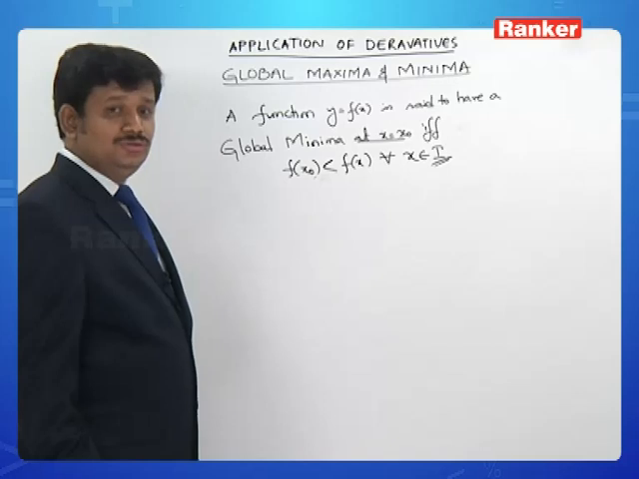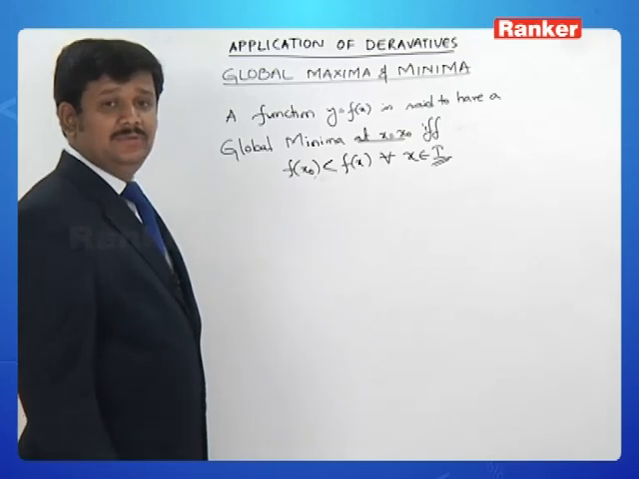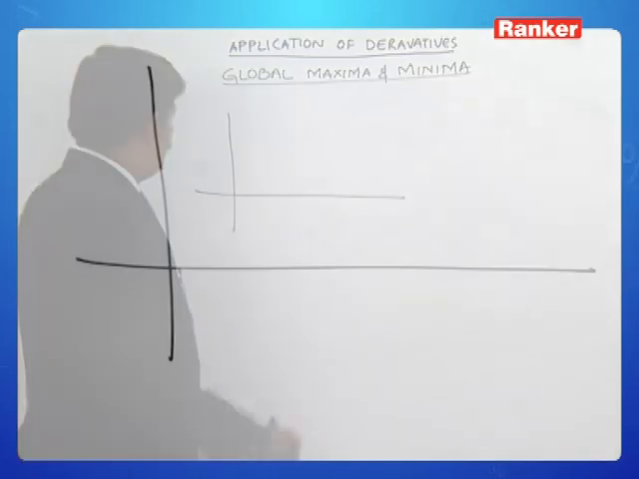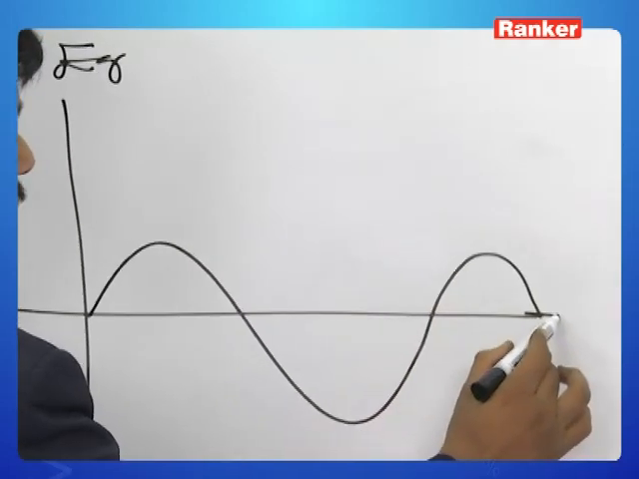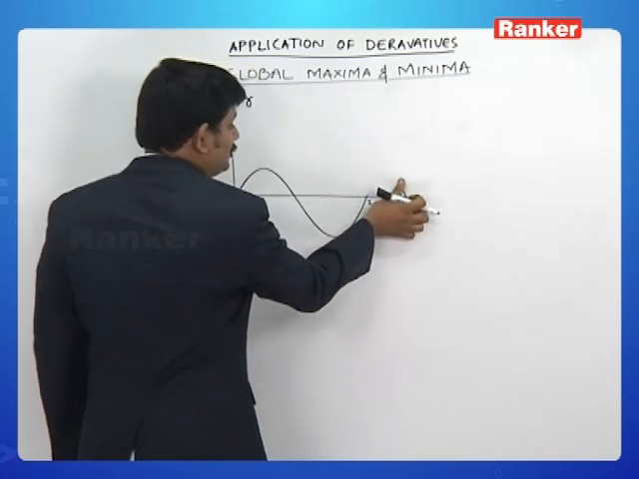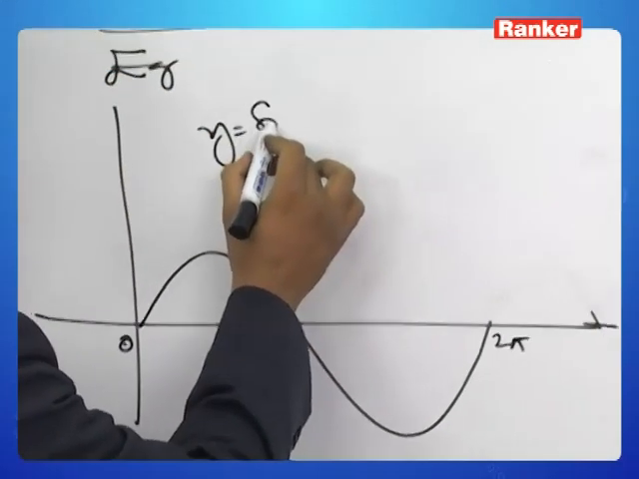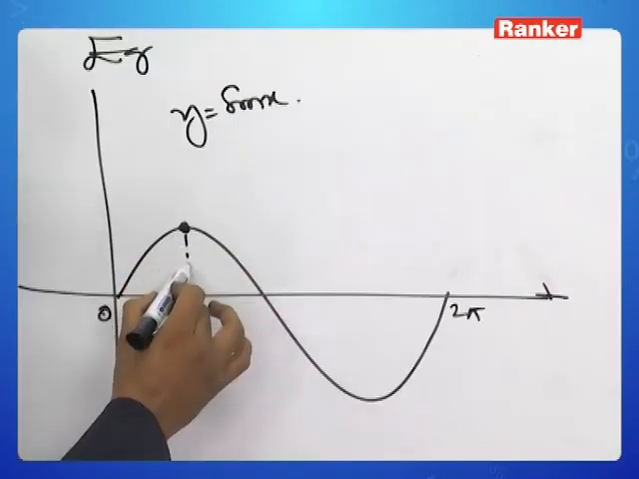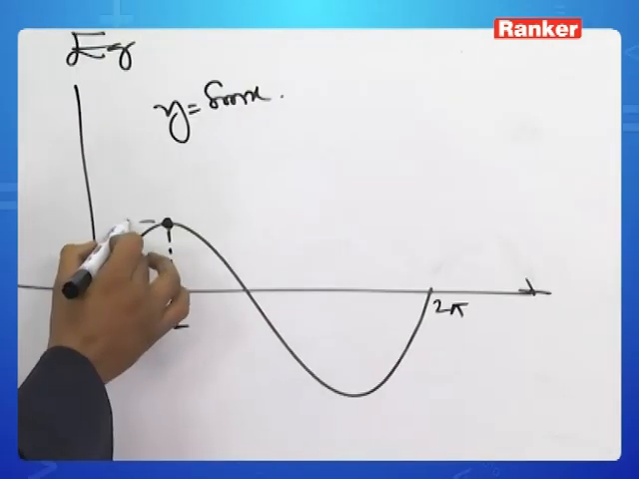Let us see how to use these definitions in determining the global maximum value and global minimum value of a function in any given interval. Let us look at an example. Take the graph of y is equal to sin x from 0 to 2 pi. Now, let me observe the function value at pi by 2. We know the function value is 1.